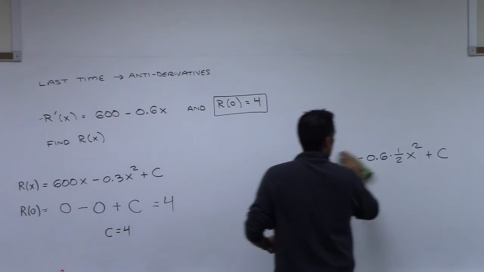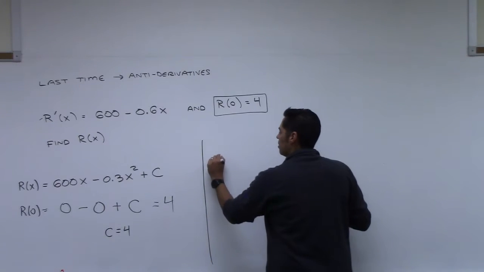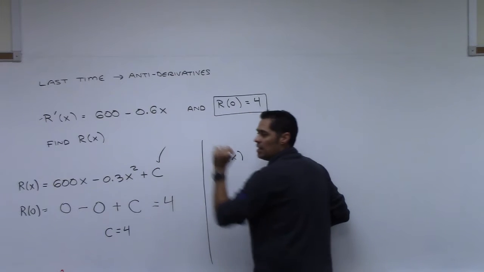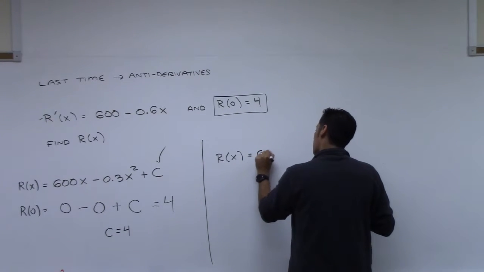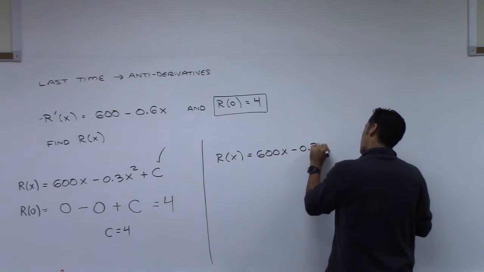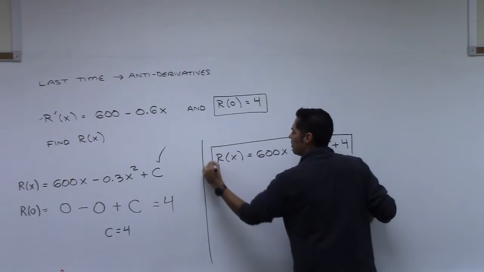So now I'm ready to go ahead and give my final answer, which is what that r function is. Now I know the actual value of c. 600x minus 0.3x squared plus 4. This is it.